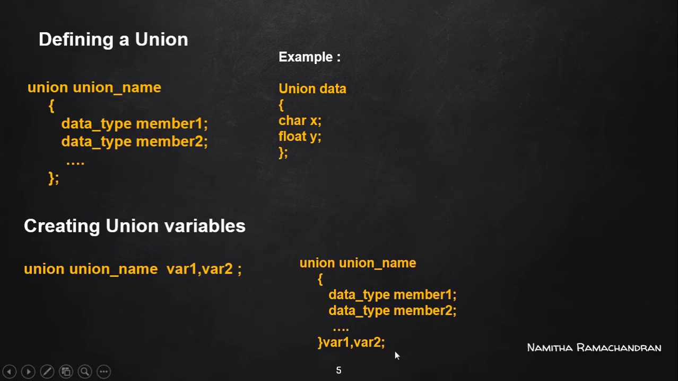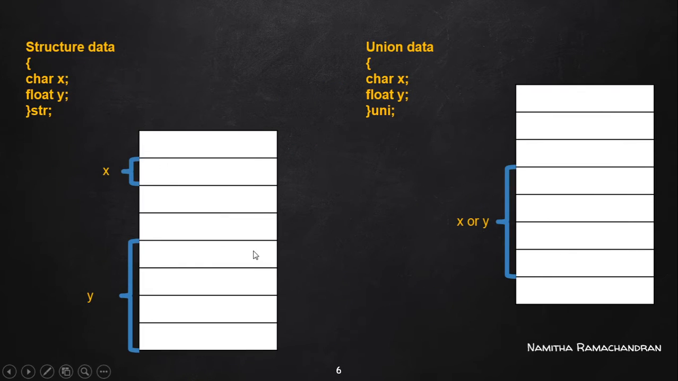Both are valid. Consider this example: this is the case of structure declaration and this is the union. Here str is the structure variable and uni is the union variable. Both have two different members: one is a character type variable, another is a floating point type variable. While declaring these variables, what happens? This is the syntax. From this, it is clear that the name of the structure is data, with one character type variable and one floating point type variable.